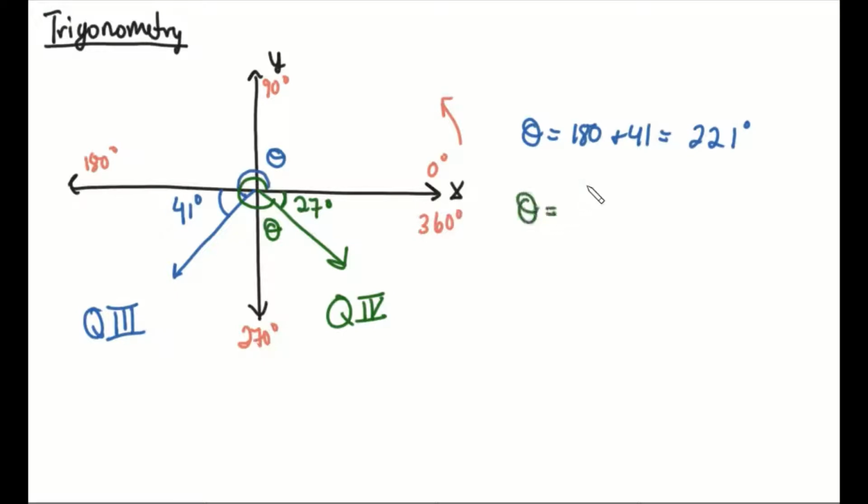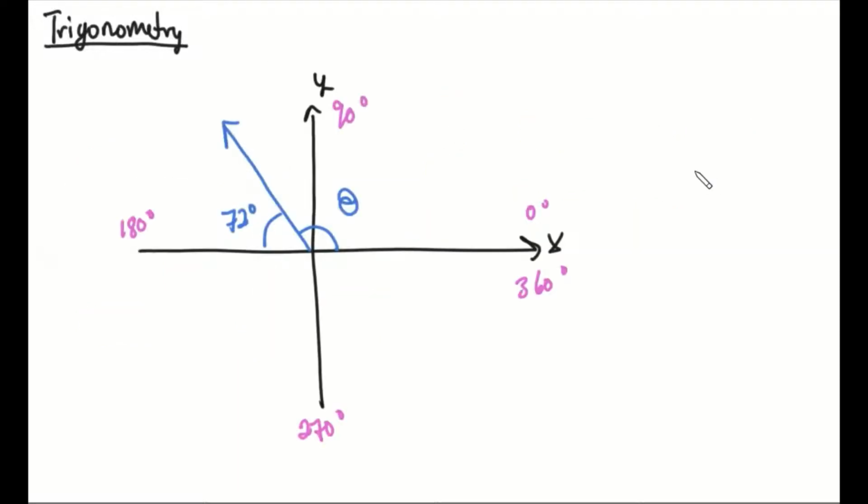So for this one, it'll be 360 minus 27, which should give me 333 degrees. Now I want you to try to do this yourself. Take a moment, pause the video, and try to find this angle theta here on your own.